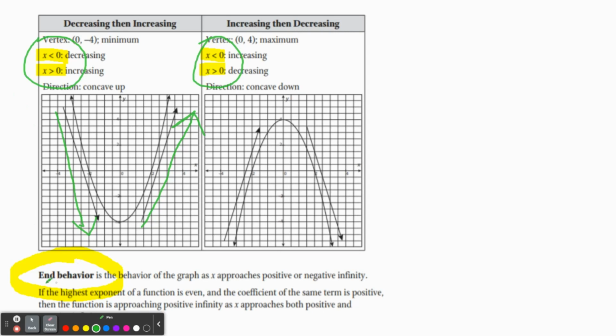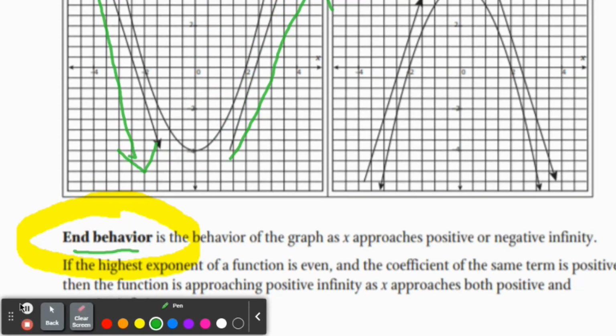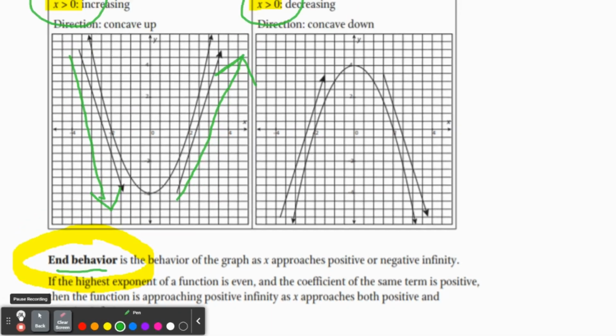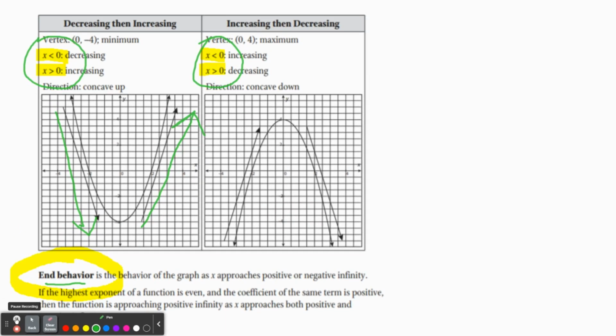And finally, end behavior. End behavior is a statement about what's happening in the long run to f(x). Is f(x) approaching infinity? Is it approaching negative infinity? Is it approaching some number, in which case you have an asymptote? And so we'll be discussing all of the end behavior statements in this section as well.